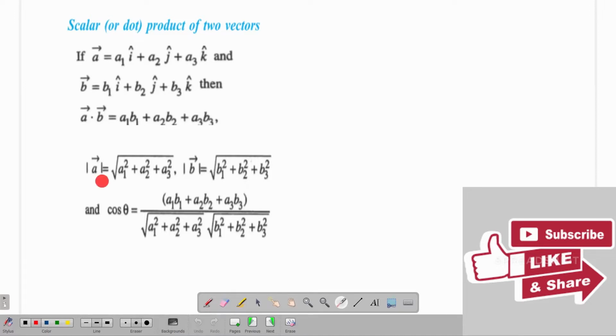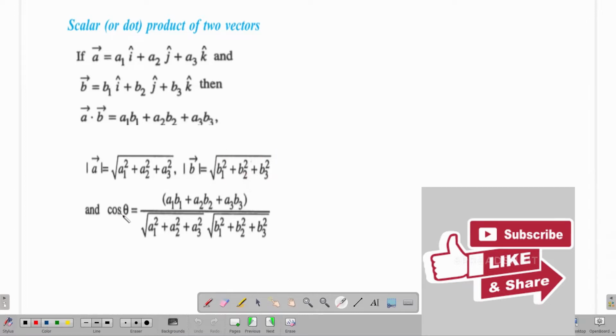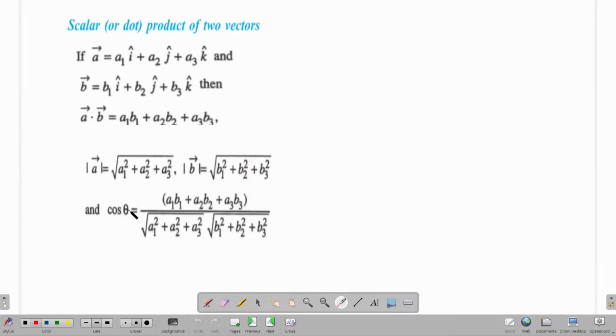And mod of A is root of A1 square plus A2 square plus A3 square. Mod B is root of B1 square plus B2 square plus B3 square. And since you know that cos theta is A dot B upon mod A into mod B, this is written here: A dot B is A1B1 plus A2B2 plus A3B3, and this is divided by mod A, that is root of A1 square plus A2 square plus A3 square, and mod of B.